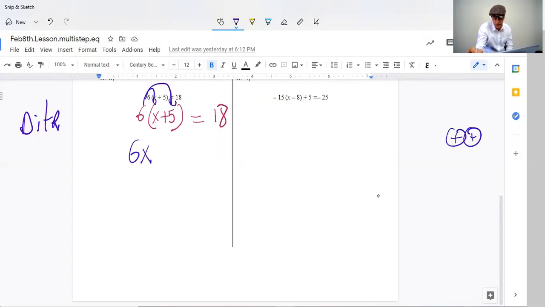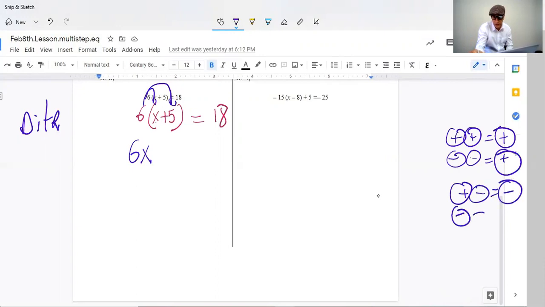Let me write those again. Plus times a plus is a plus. A minus times a minus is also a plus. When they are different, plus times a minus is a minus. A minus times a plus is also a minus. So 6x plus 6 times 5. 6 times 5 is 30. Plus times a plus is a plus. 6x plus 30 equals 18. Excellent.